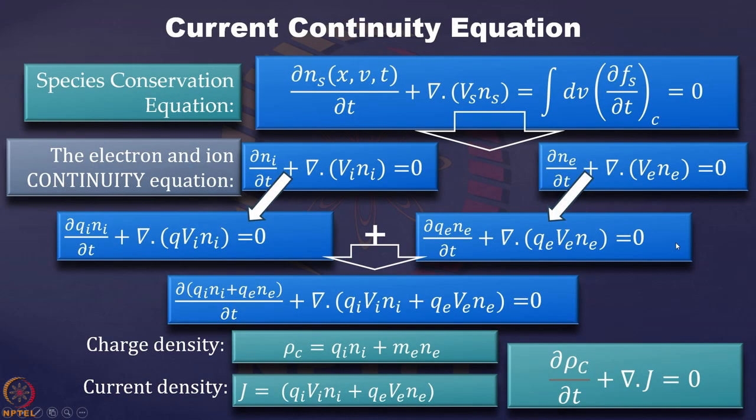Hello everyone. So we are back again to our plasma class. What we are dealing with these days is handling the various moments of the plasma kinetic equation. We are dealing with the zeroth order moment of the plasma kinetic equation, and we obtained the species conservation equation and the current continuity equation.